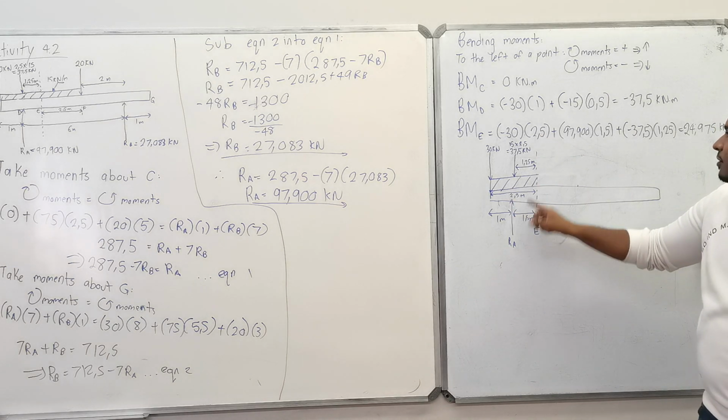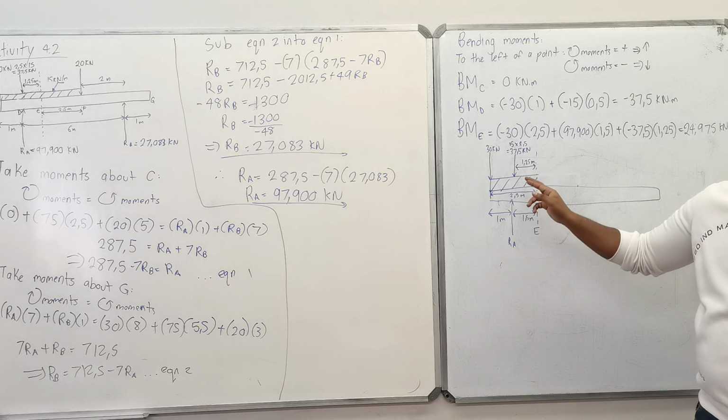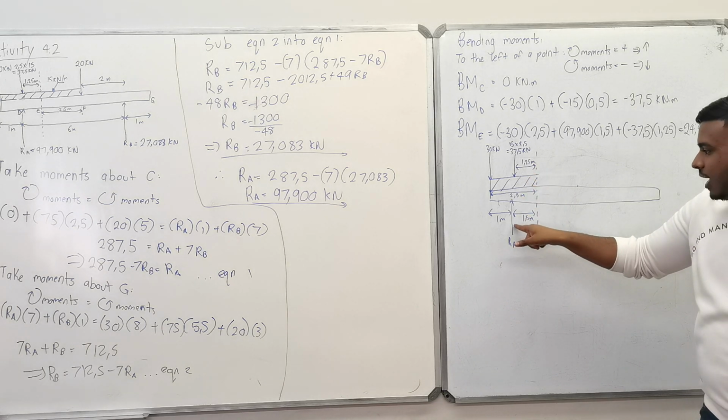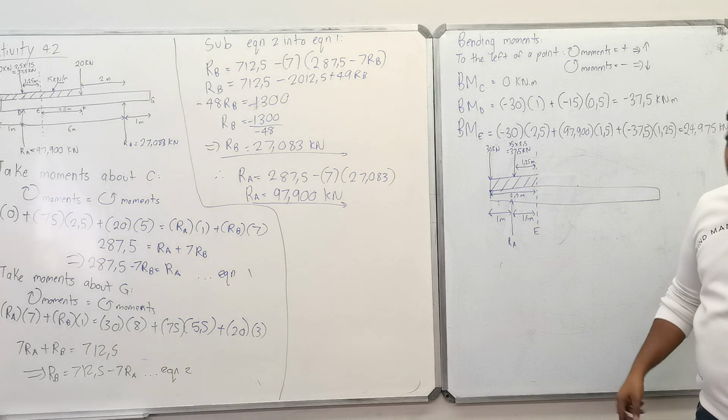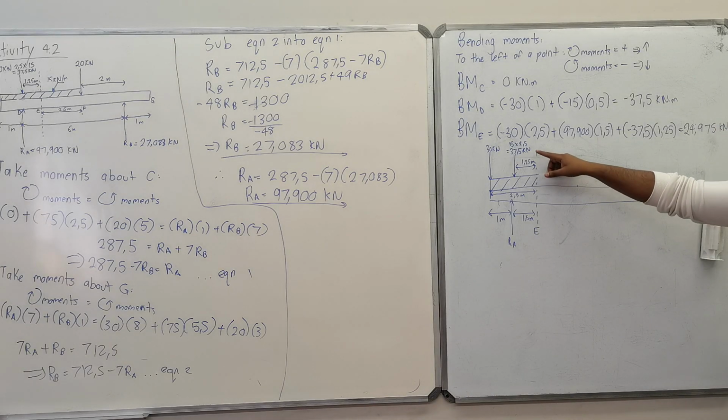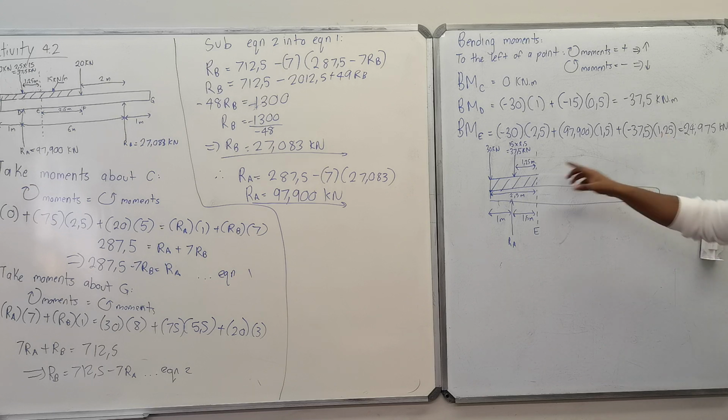Plus 97.900, which is your upwards force, its distance from there to E is 1.5 meters. Plus this negative 37.5 because the force acts downwards, and its distance from there to E is 1.25. And that's how you get the bending moment at point E. Are we clear?